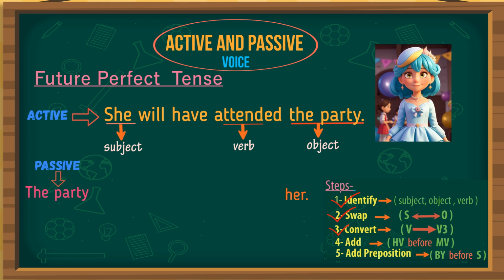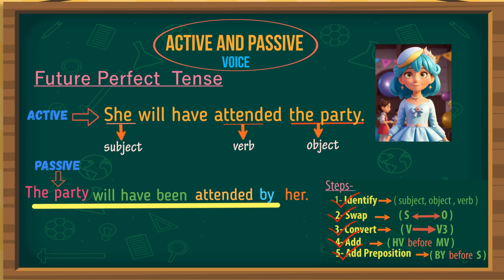Now, convert the main verb into the verb's third form. It will be attended. Next, add a helping verb of to be. It will have been. Lastly, by is placed before her. So, the whole sentence is: the party will have been attended by her.